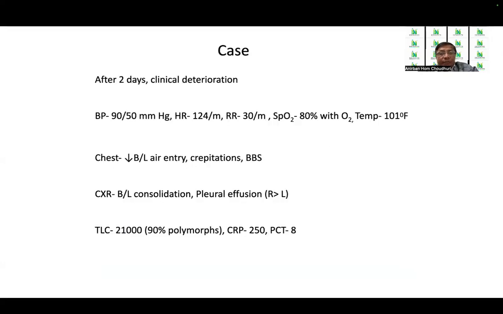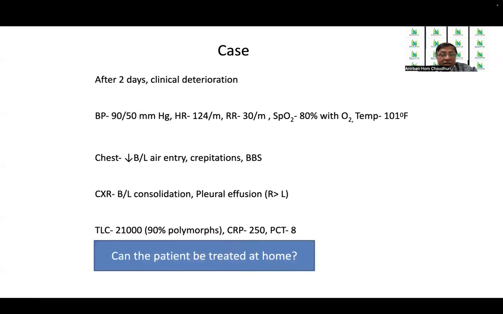After 2 days, the patient is having clinical deterioration. The blood pressure is 90/50. The heart rate is further increased. The respiratory rate is 30. Saturation is 80% with oxygen. The patient is still febrile. Chest shows bilateral reduced air entry with crepitations and bronchial breath sounds. Chest X-ray reveals bilateral consolidation with pleural effusion, more on the right side than left. The counts are almost similar, but the CRP has risen, and so also the PCT.